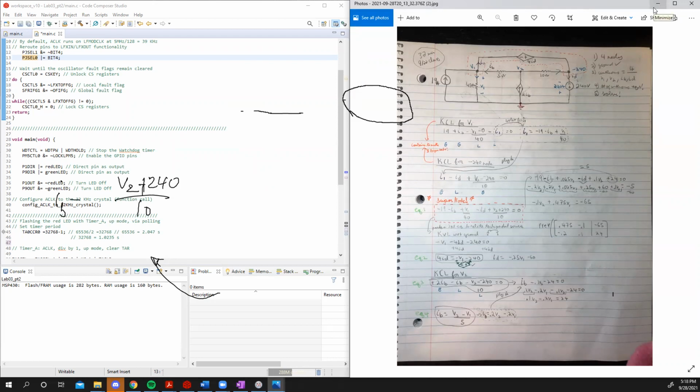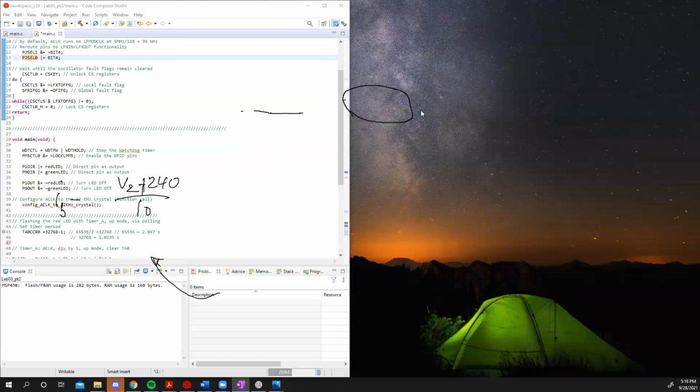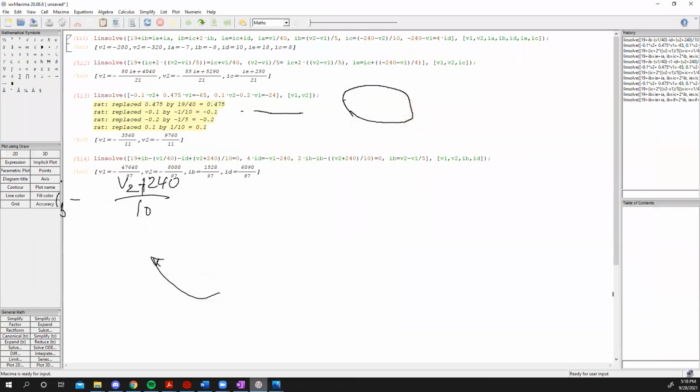Mesh is usually more old school though. It's what a lot of people like. You probably learned mesh in physics. I don't even remember physics. That was like a year ago. Yeah, a while ago.